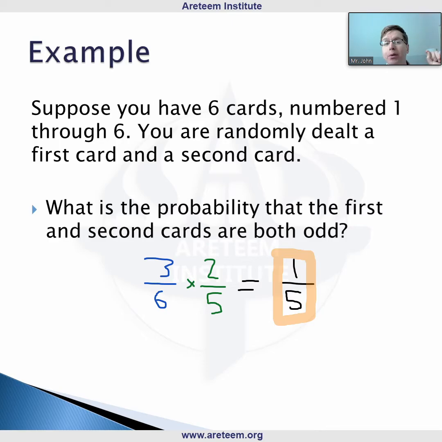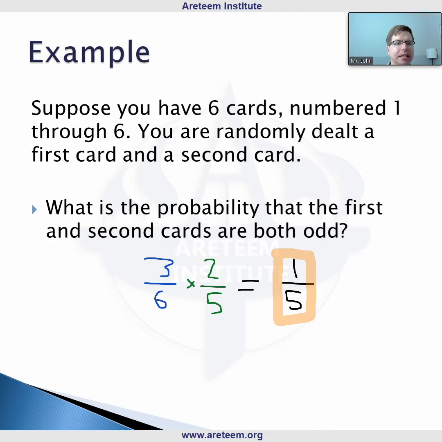If you think about this, we were really using the conditional probability product rule from before. This is the probability that the first card is odd times the probability that the second card is odd given that the first card is odd in this case there.